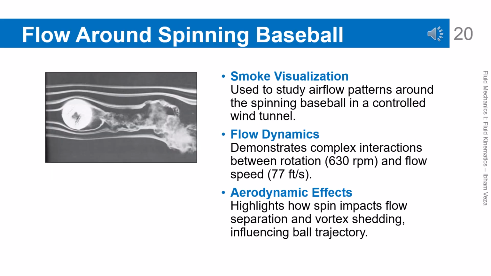Flow visualization around spinning baseball. Smoke visualization is used to observe the flow pattern around a spinning baseball. The interaction between the flow velocity and the ball's rotation produces complex vortex patterns. This phenomenon shows how rotation affects flow separation and vortex formation. These aerodynamic effects are very important in determining the ball's trajectory. This example highlights the role of visualization in understanding real flow behavior.